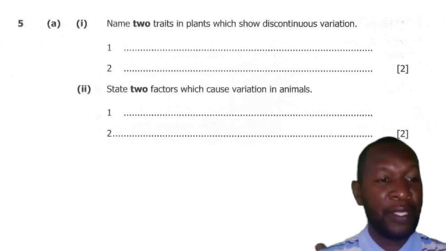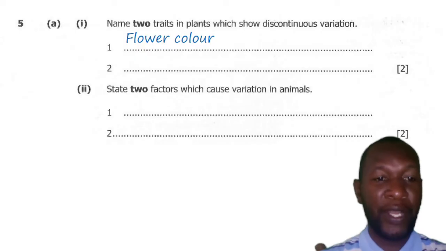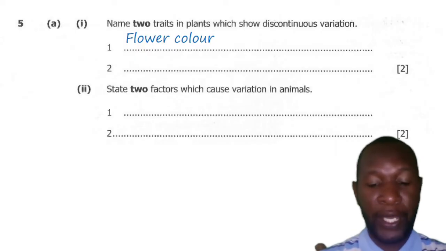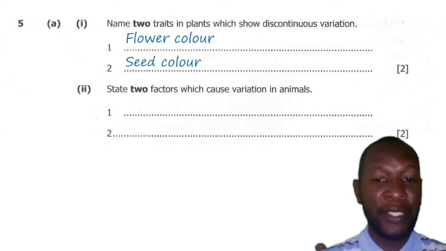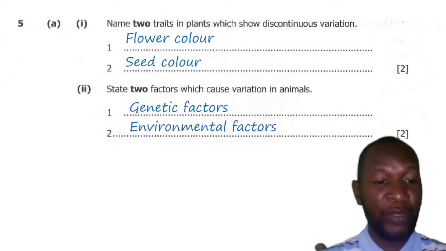Question 5a, part 1. Name two traits in plants which show discontinuous variation. The first trait which we can use here is the flower color. Apart from flower color, we can also use seed color. Part 2, state two factors that cause variation in animals. Variation can be caused by, one, genetic factors, and secondly, it can be affected by environmental factors.